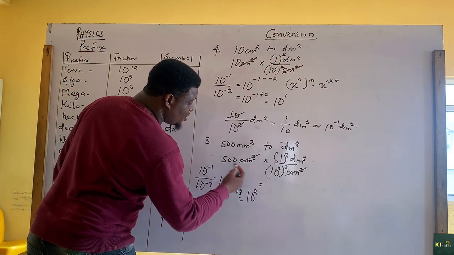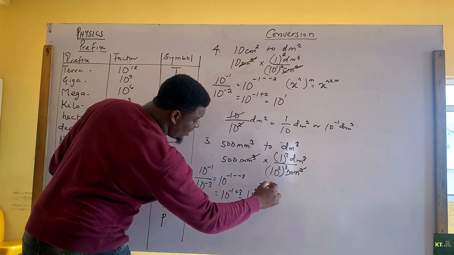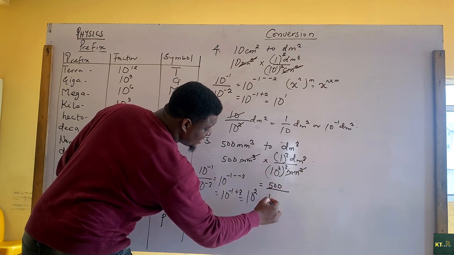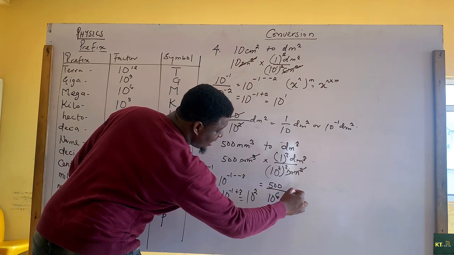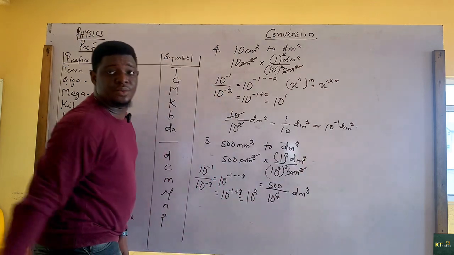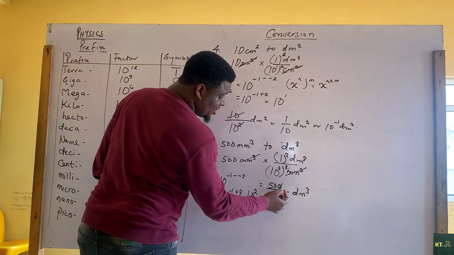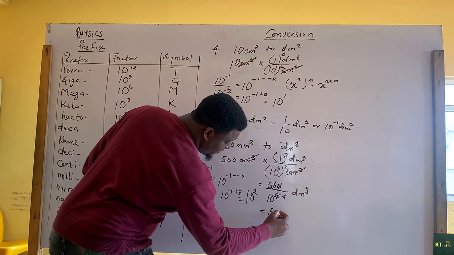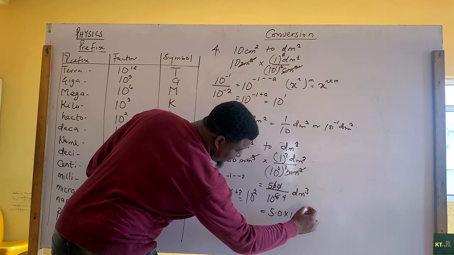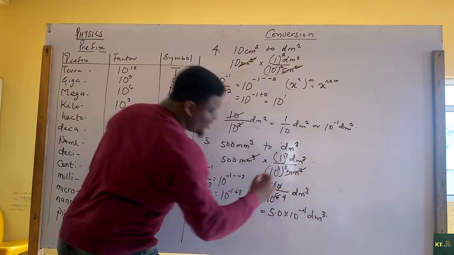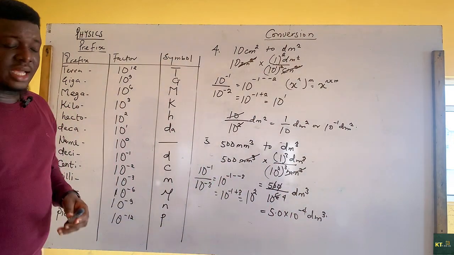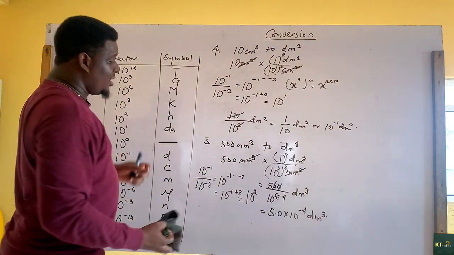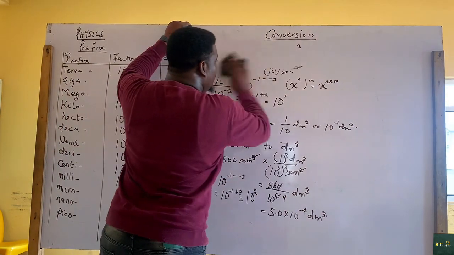So what do you have as your answer? 1 raised to power 3 is 1. You have 500 over 10, 2 times 3 is 6, 10 raised to power 6 decimeter cube. You cancel this, you remain 4. So you can write your answer as 5.0 times 10 raised to power minus 4 decimeter cube. As simple as ABC. You can pause it to actually view again. Now, let us look at another complex one.